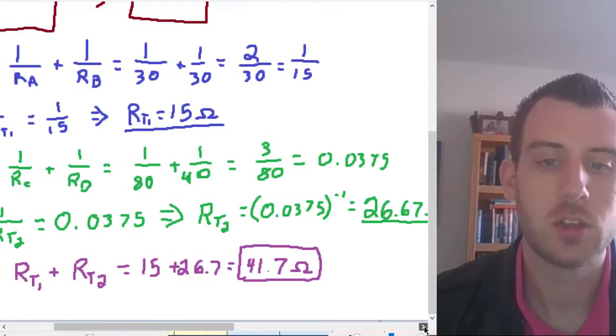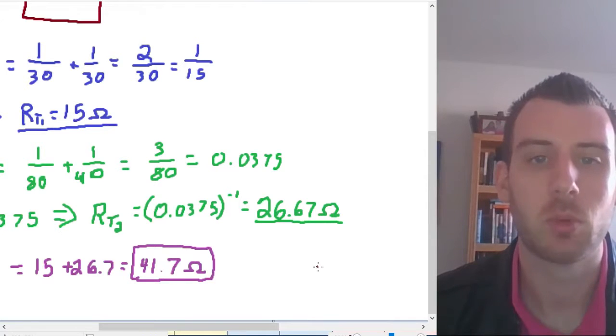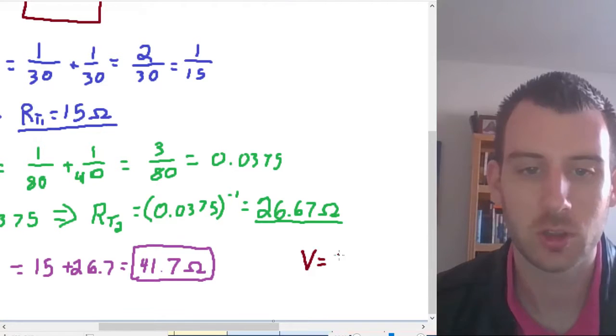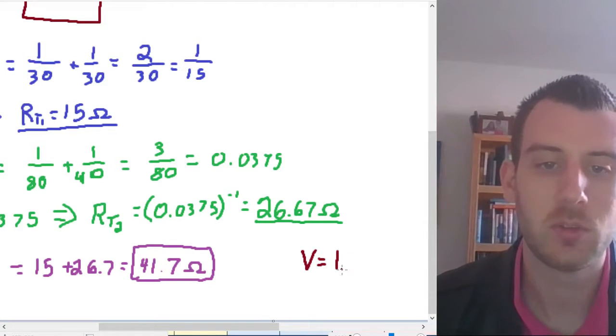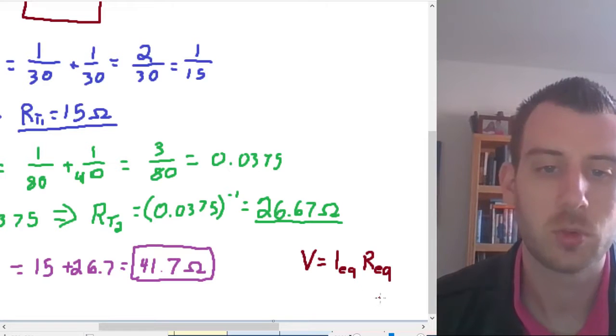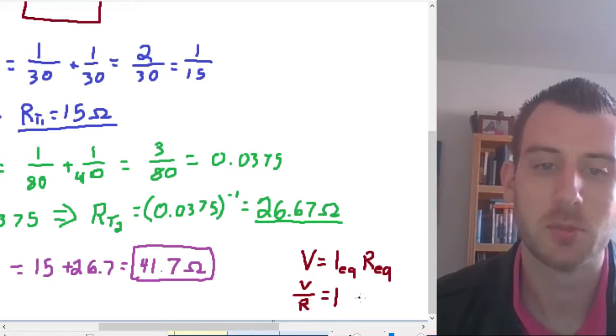So if this was the resistance, 41.7, how would we find out the current? Well, we'd find out the current using Ohm's law. Ohm's law states that the voltage over the whole circuit must be equal to the equivalent current, times the equivalent resistance. And our equivalent resistance, we already calculated, was going to be 41.7. So the only thing I don't know is my current. So let's rewrite this as V over R equals I. That's by dividing both sides by R.